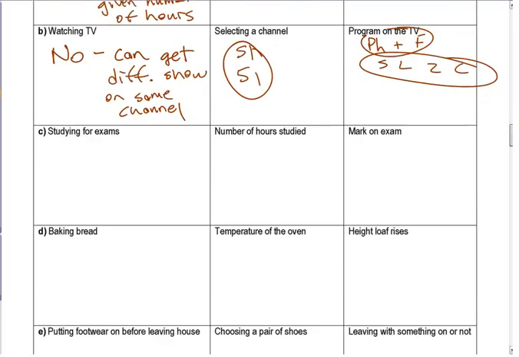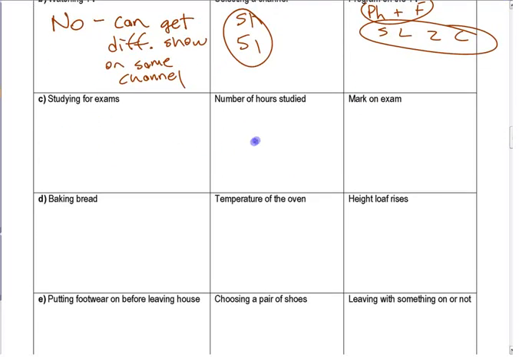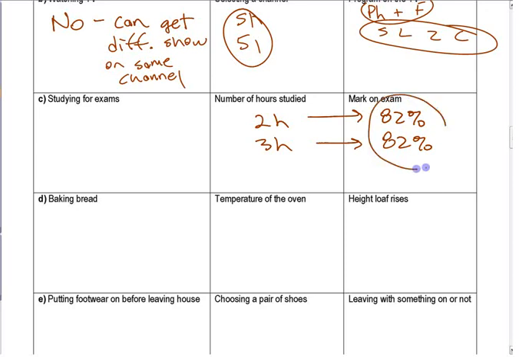How about studying for exams? Let's say you study for an exam for 2 hours, and you get 82%. And you studied for another exam 3 hours, and you got 82. Does that tell you whether it's a function or not? Is it okay if you get the same result from different inputs? Can this still be a function, or is that enough to say it's not?